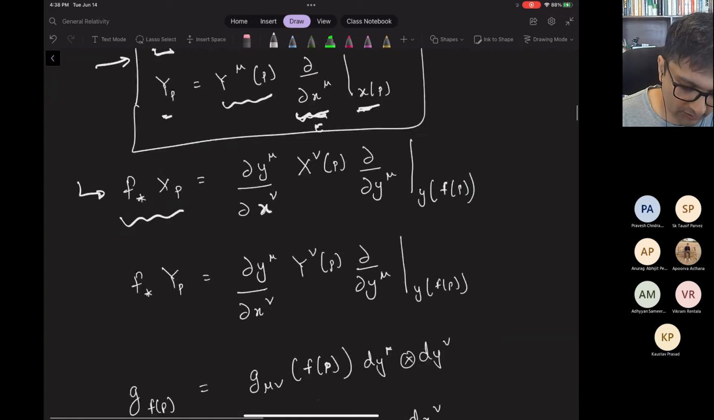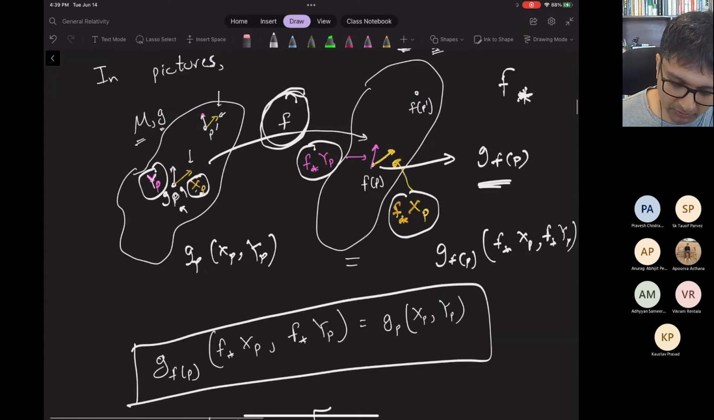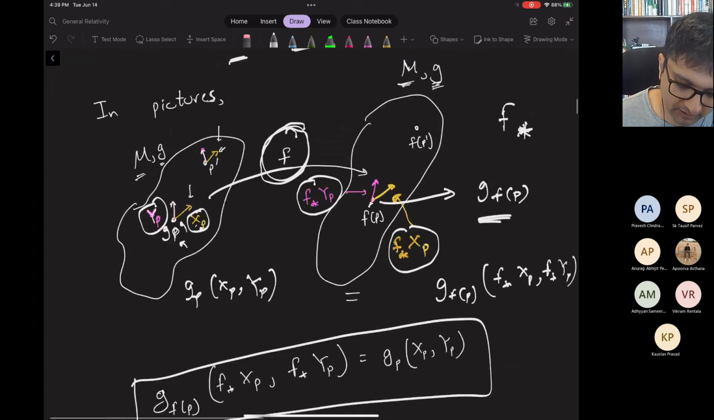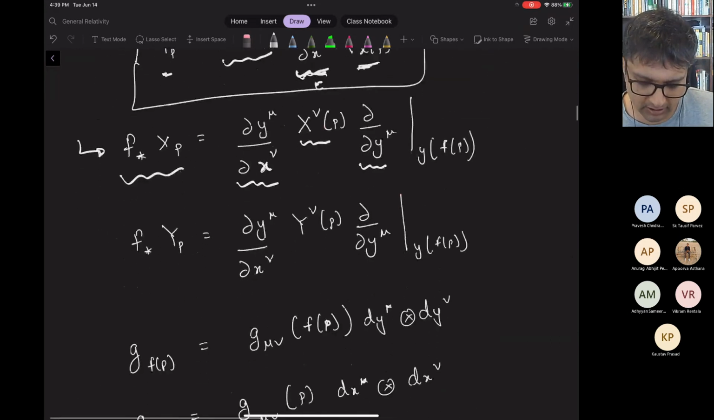So the push forward of X_P is the Jacobian ∂y^μ/∂x^ν acting on X, multiplied by X^ν, where X^ν are these components, times ∂/∂y^μ, where y^μ gives me the coordinates of this point F(P). So y gives me the coordinates here. And these coordinates may be the same as the original coordinate system that I was using on M, or they might be a new coordinate system. It doesn't matter.